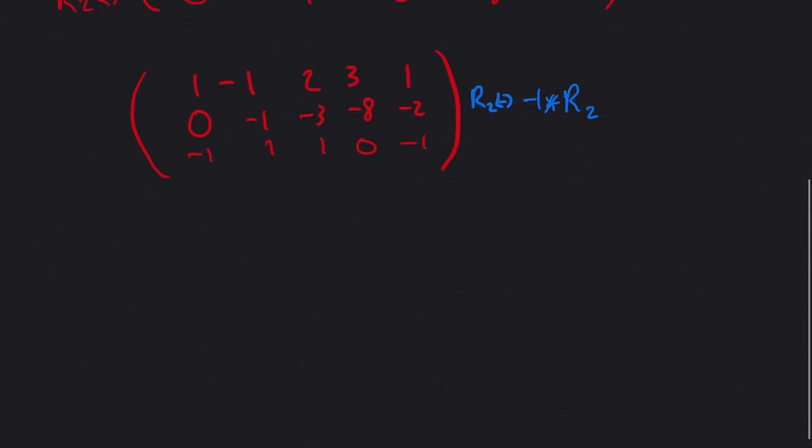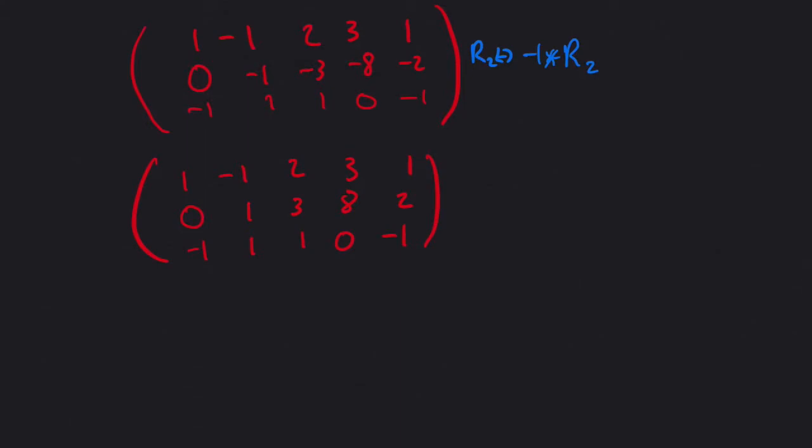So we're going to exchange the second row with minus the second row. This will give me the first row the same, 1, -1, 2, 3, 1. The second row will become 0, 1, 3, 8, and +2. And then the last row remains the same for the moment. So again, we're getting closer to our echelon form because our 2 pivots so far are working fine.